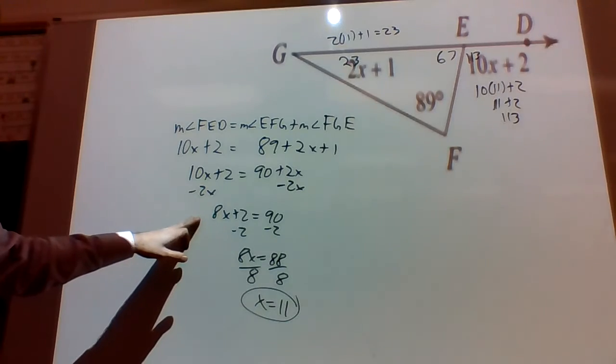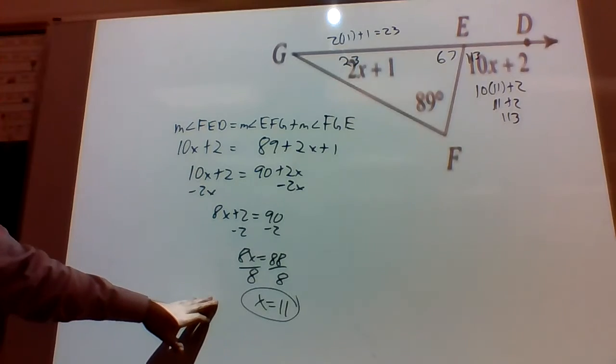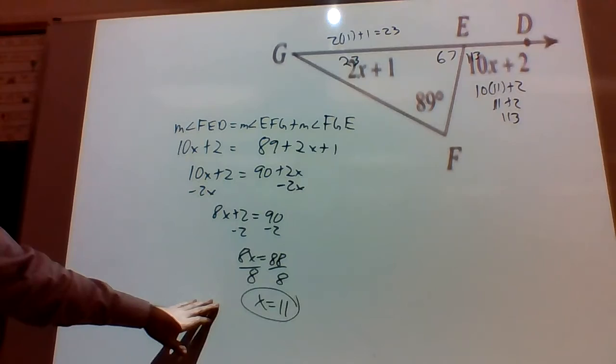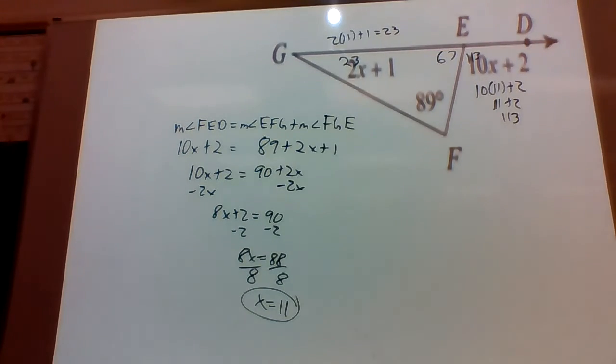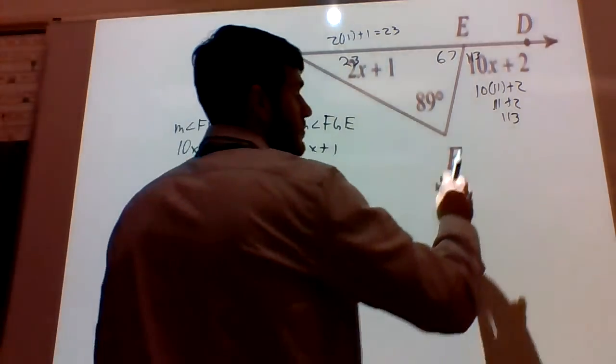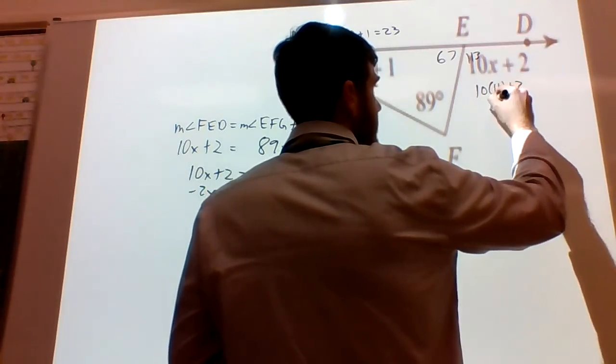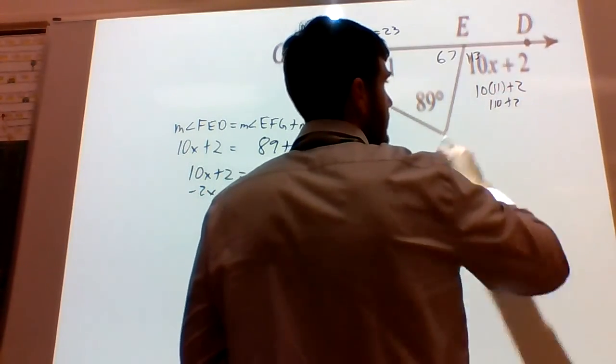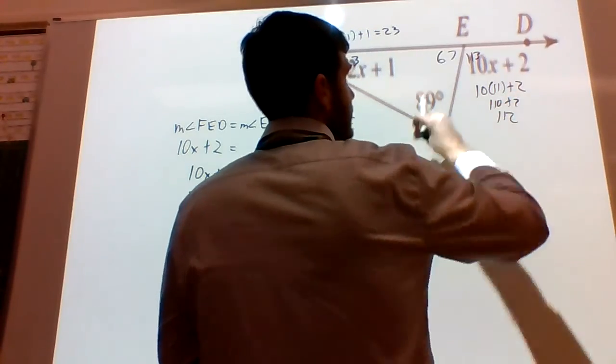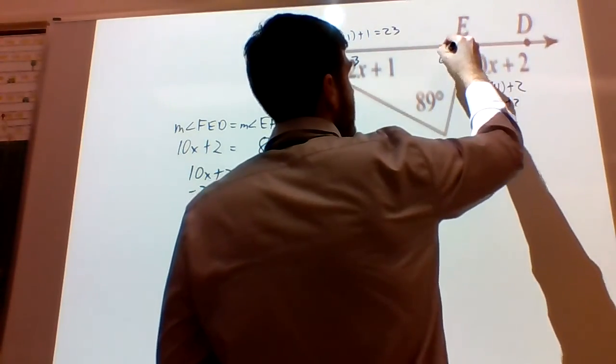8x, 88, x is 11. Two times 11 is 22, plus 1 is 23. 10 times 11 is 110. 110 plus 2 is 112, which means this is going to be 68.